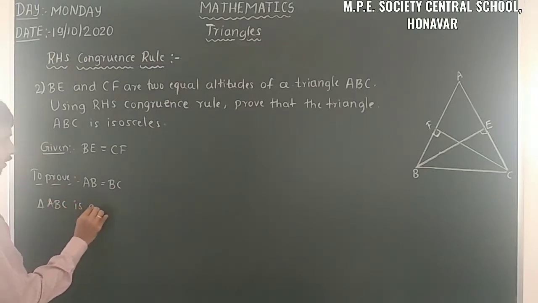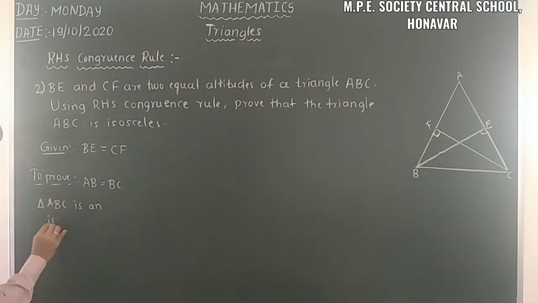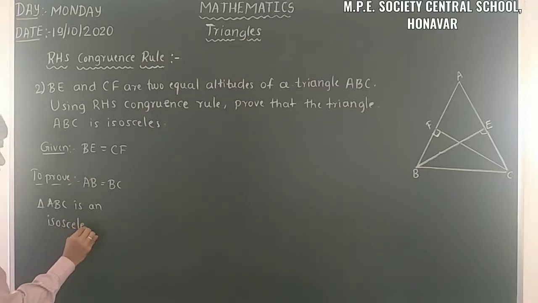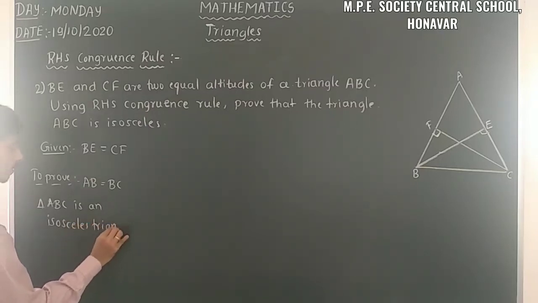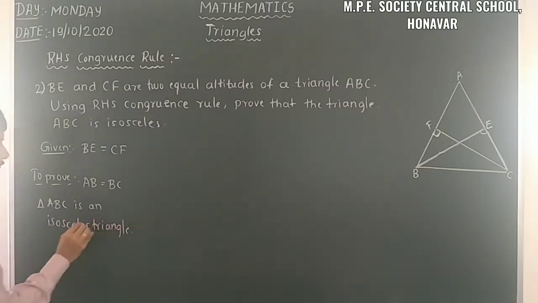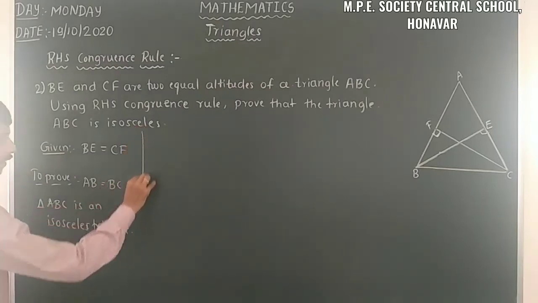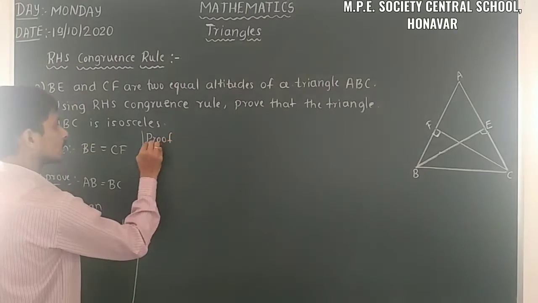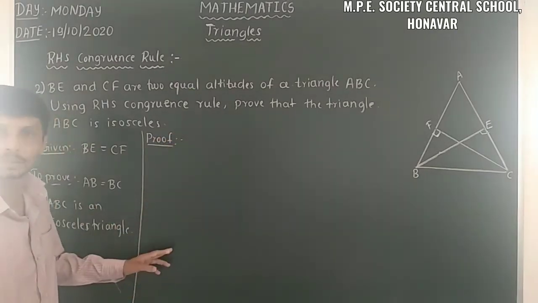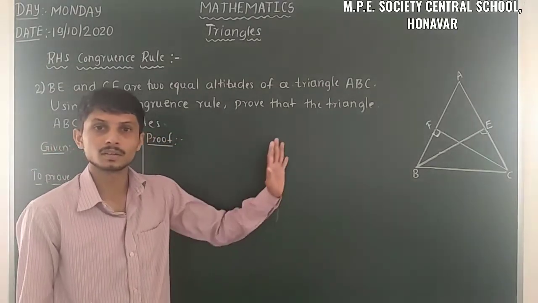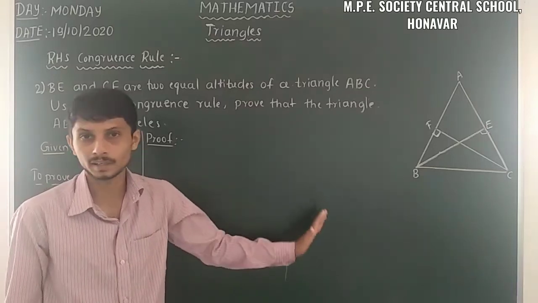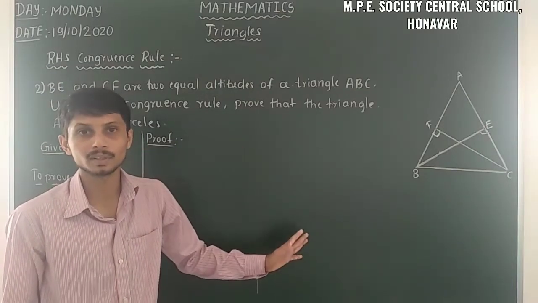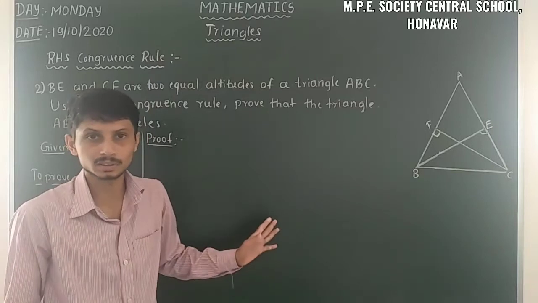ABC is an isosceles triangle, we have to prove. Yes. So let us take the proof. Here we have to take right angle triangles. Those two right angle triangles only we have to take. Otherwise there are no other provisions there.